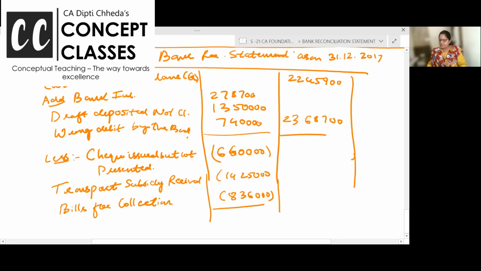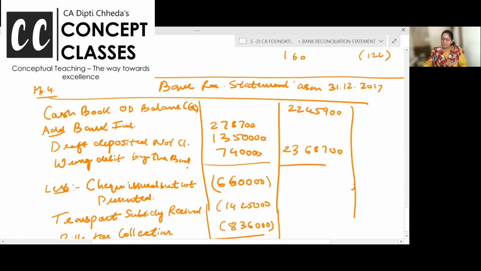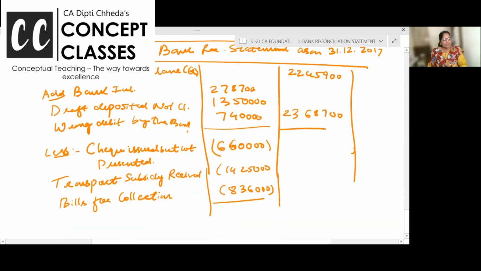23,68,700. Good, good, good. Thank you for doing the total faster than me. Everyone do it. Don't wait for me to write and then copy. Those who are not doing, all of you do the total faster than me, and if possible, put it in the chat also. Less 60.